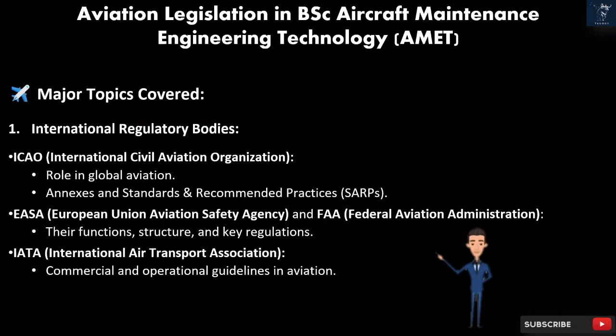Major topics covered: 1. International regulatory bodies. ICAO, International Civil Aviation Organization, role in global aviation, annexes and standards and recommended practices, SARPs. EASA, European Union Aviation Safety Agency, and FAA, Federal Aviation Administration. Their functions, structure, and key regulations. IATA, International Air Transport Association. Commercial and operational guidelines in aviation.